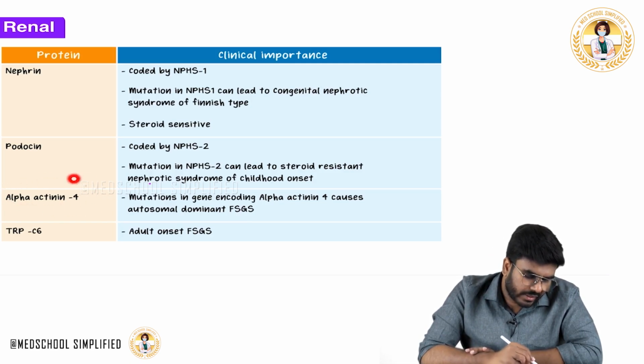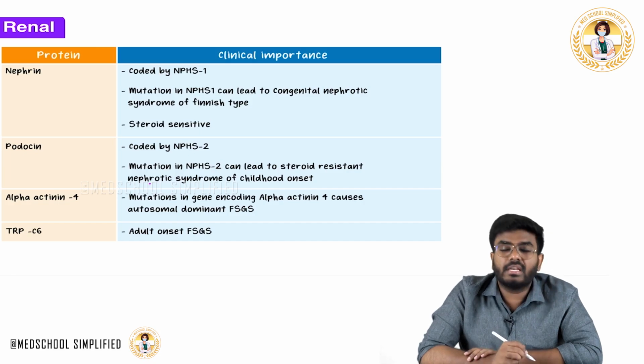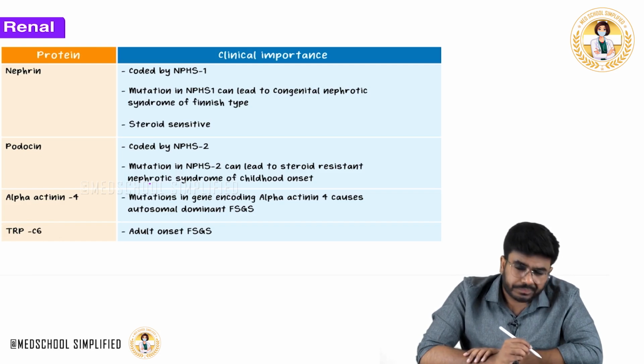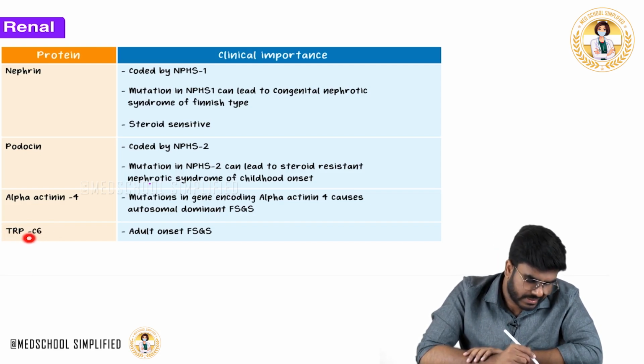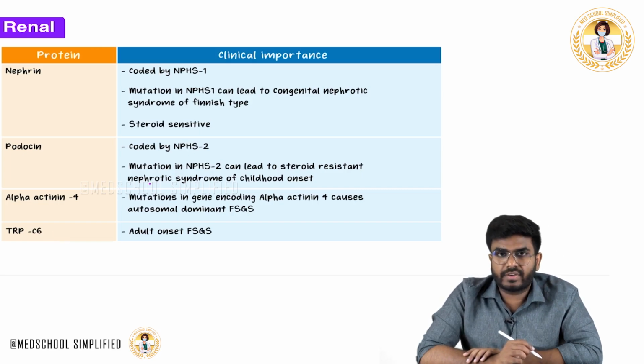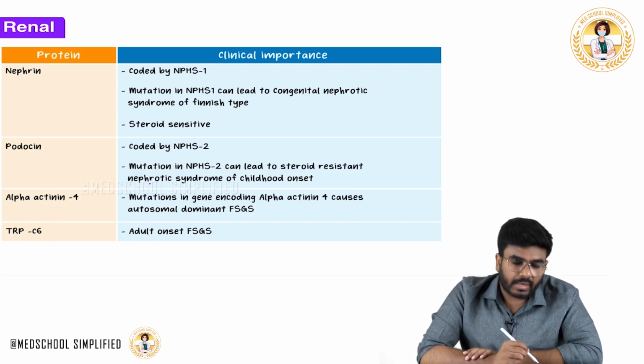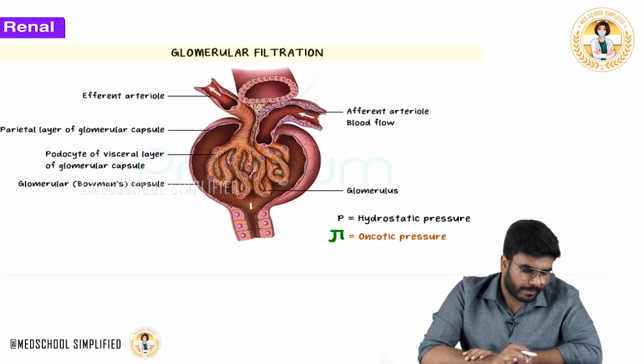Now, if alpha actinin 4 is mutated, it again causes a nephrotic syndrome called autosomal dominant focal segmental glomerular sclerosis. And there is one more important structure in the slit diaphragm, called TRPC6 channels. If these TRPC6 channels are affected, that will also cause a type of nephrotic syndrome called adult onset FSGS. So adult onset FSGS is a type of nephrotic syndrome due to a defect in the slit diaphragm, specifically TRPC6 mutation.